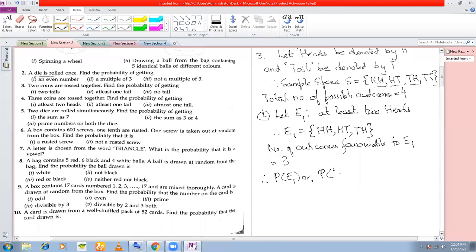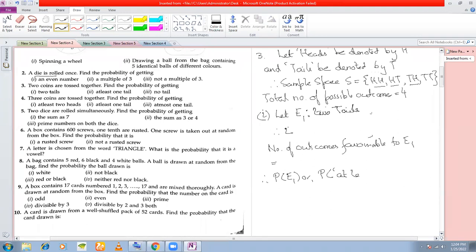But it's written at least 2 tails. I was saying at least 2 heads, not 2 tails. Oh, it's 2 tails. Okay. I was seeing question number 4. My mistake. So we will define the event accordingly then. Our question here was at least 2 tails. So you will define the event as 2 tails.